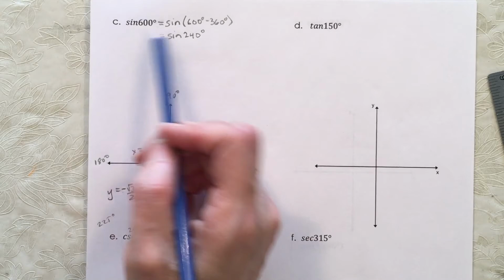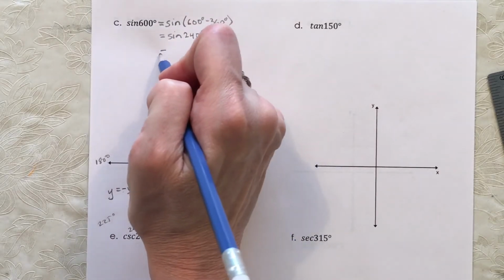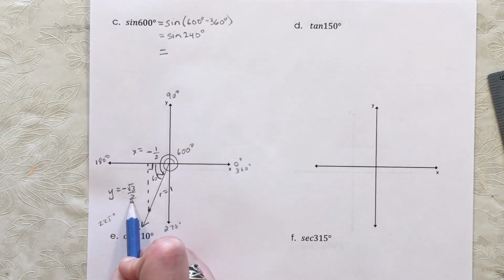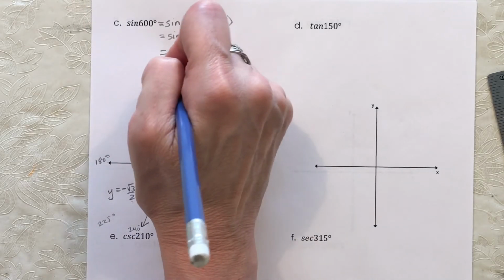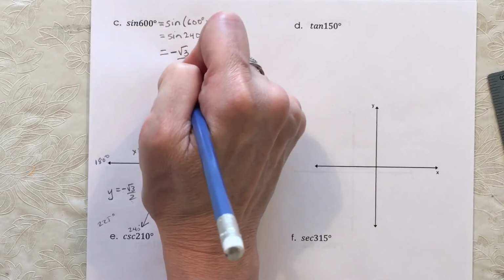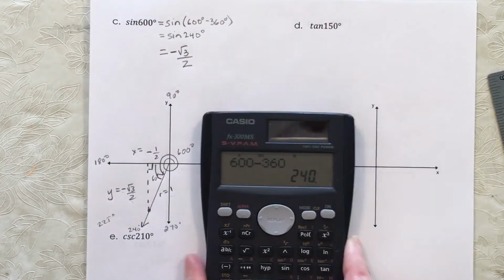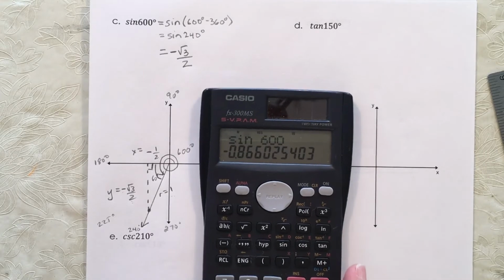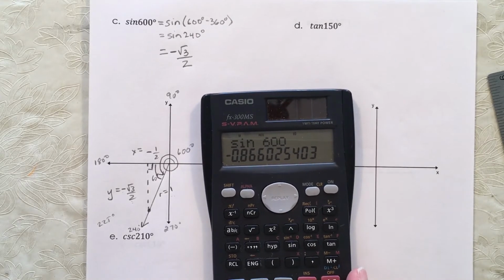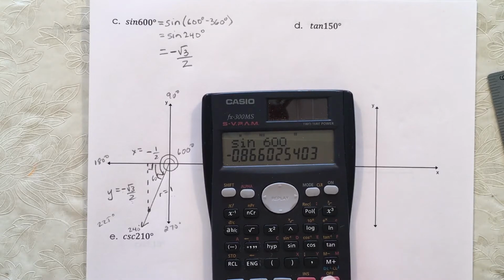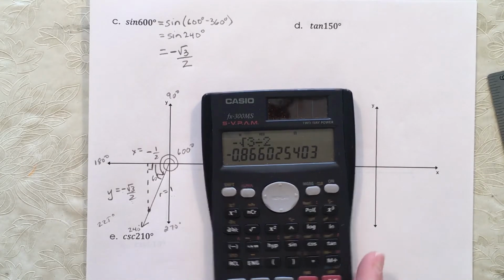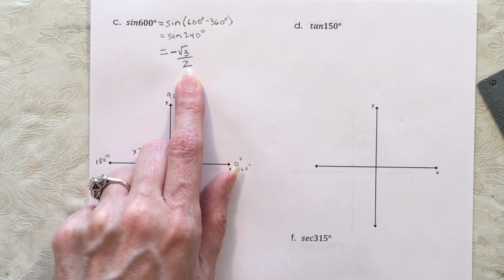So the sine of 600 is the same as the sine of 240, that's true. And the sine is the y value divided by the r value, so negative root 3 over 2 divided by 1 is negative root 3 over 2. So again, let's check it on our calculator. Sine of 600, you can see negative 0.866, and then negative square root of 3 divided by 2, same. Okay, but this is exact, not a rounded decimal.